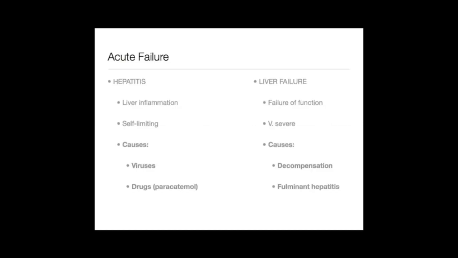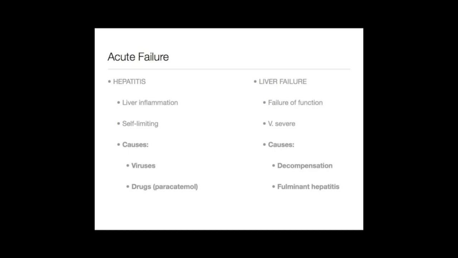So often one thing that is described in relation to acute failure is what we might call hepatitis. And what I want to do really is differentiate hepatitis from acute liver failure. So in hepatitis, you basically have liver inflammation that is usually self-limiting. And the most important causes of that are viruses such as hepatitis A, B, C, other viruses such as Epstein-Barr virus, cytomegalovirus are also implicated. And importantly, drugs, particularly drugs taken in overdose, such as paracetamol.